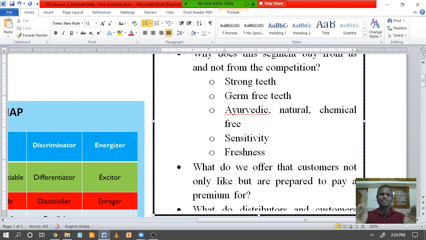Now, all of them are selling toothpaste, but are they targeting the same segment in the market? No. They are targeting very different segments in the market. For example, if you take Close Up, whom are they targeting? They're targeting maybe the young generation who are interested in fresh breath, nice smelling mouth.